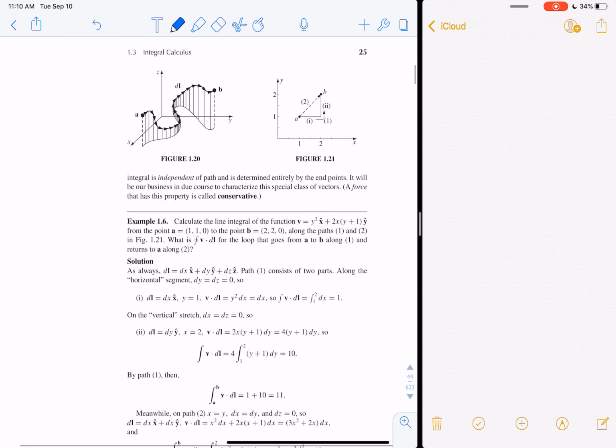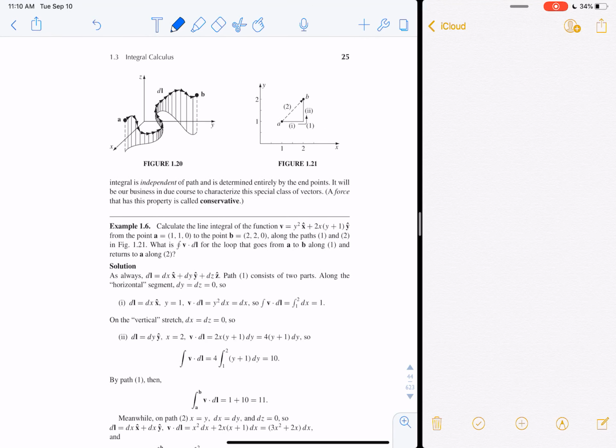Okay, so here's an example. If you have this vector field, y squared in the x hat direction, 2xy plus 1 in the y hat direction, and you want to calculate what the line integral is along a path, actually two paths, over and up or straight over.